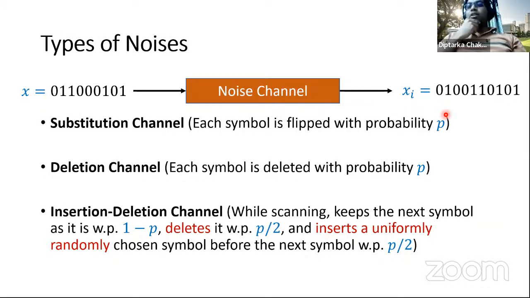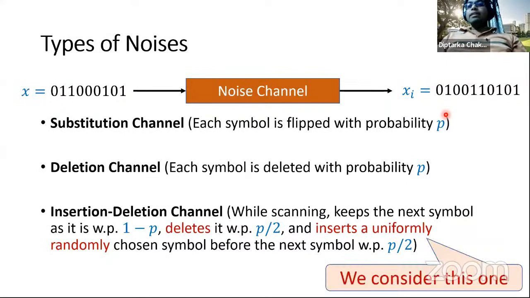Of course, one can also allow substitution, but for simplicity we are not going to allow that throughout this talk. Also throughout this talk, we assume that insertion and deletion probabilities are the same. With probability 1 minus p, we keep the symbol as it is. With probability p/2, we delete the symbol. And with probability p/2, we insert a uniformly random chosen symbol before processing the next symbol. This is the channel we will talk about throughout this talk.